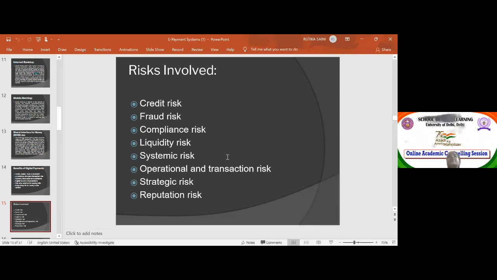or systemic risk. That means sometimes the servers are down. Then what would you do? Sometimes your bank is not responding back. So when you have a glitch in the system, it involves a risk. Then we have the operational and the transaction risk. Operational and transaction risk means sometimes the transactions are not being completed. Sometimes you do not have the right UPI or right account number. So that is also involved in the e-payment system.